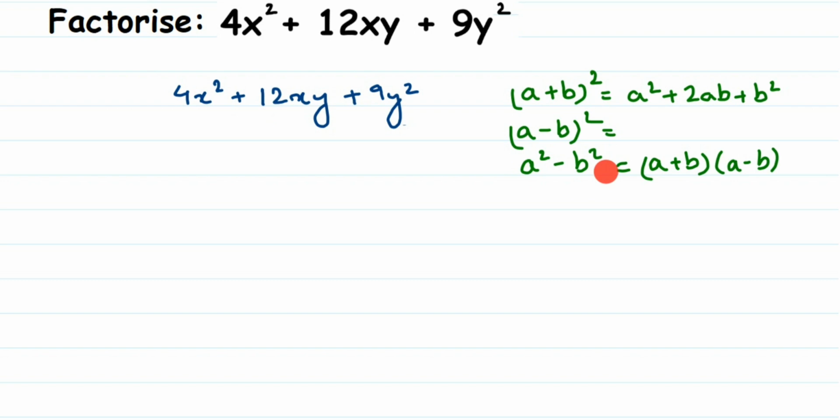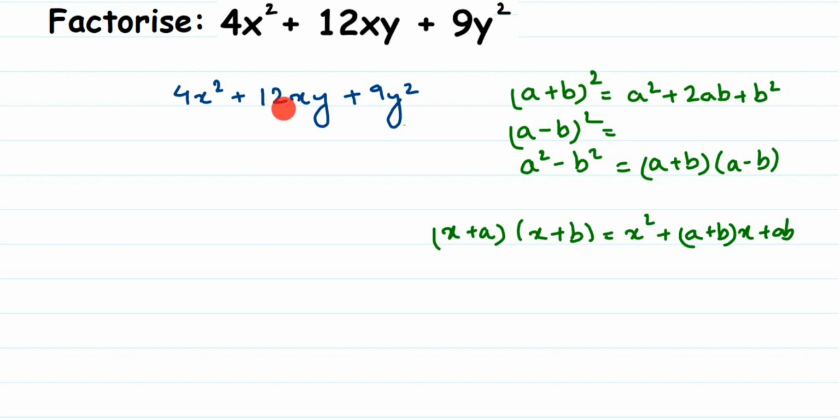And the last one here is x plus a into x plus b, which is equal to x square plus a plus b into x plus ab. Now you have to decide which identity is going to help you solve this one, either the first one or the last one, because the first one and last one have plus signs. So how to apply this? Here we have 4x square plus 12xy plus 9y square. 3 terms are present in the first one and in the last one.